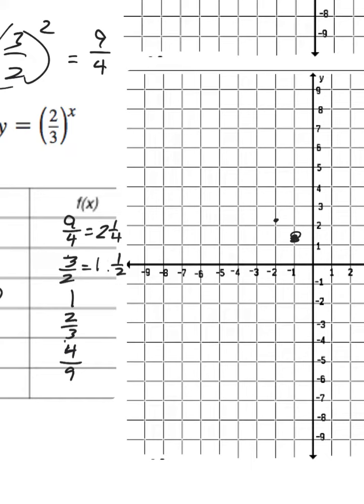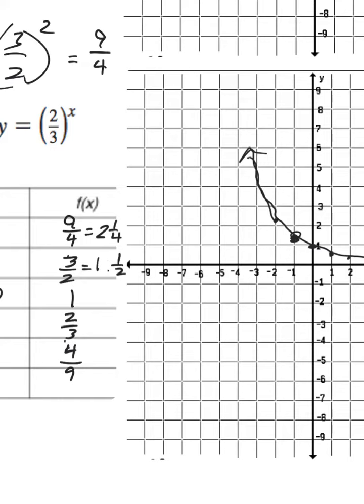And then 0, 1, and 1 is going to be 2/3, and 4/9 is going to be just a little bit less than 1/2. So anyway, we get the idea. This is a not so steep curve, and it's because the base is less than 1, it is a decay curve.